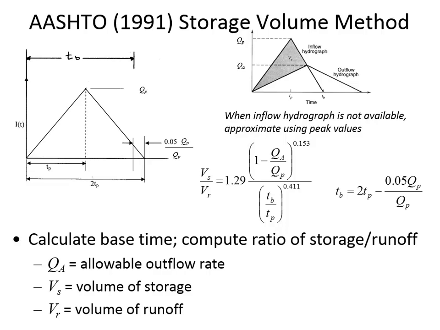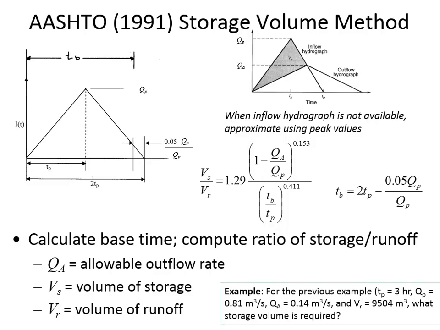The AASHTO method depends on calculating the ratio of the storage volume to the volume of runoff, based on the amount of water that has to be retained. It's an empirical equation, not fundamental, but we'll illustrate how to do the AASHTO storage volume using the same setup as the previous example, put into these equations shown on the screen.